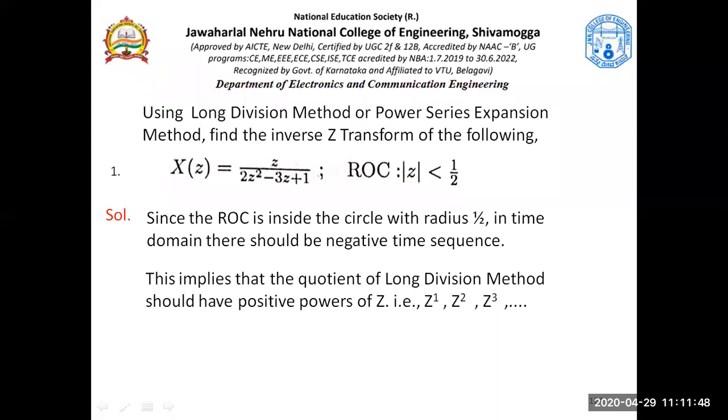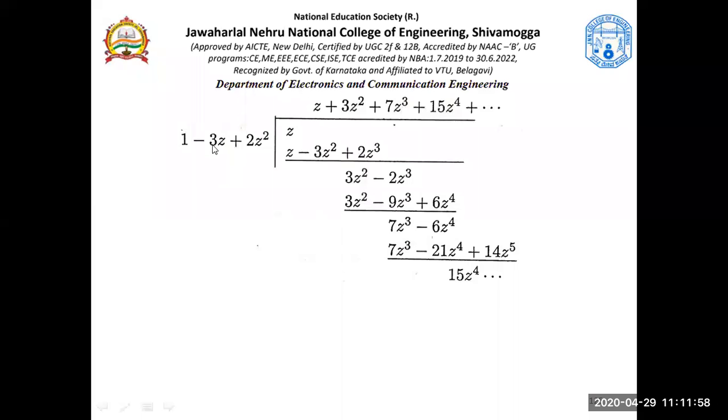You can see that here it is 2z square minus 3z plus 1. But when we write it there, we start writing it as 1 minus 3z plus 2z square. So we have just flipped the given sequence in the denominator. If you have this sort of arrangement, then we can have positive powers of z, otherwise no. So with the purpose of having the positive powers of z, it is written like this.